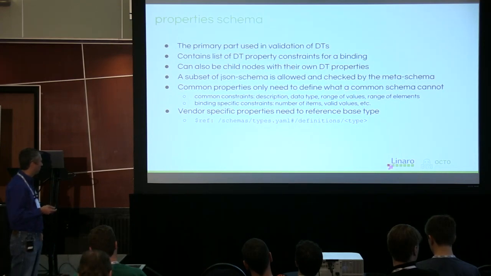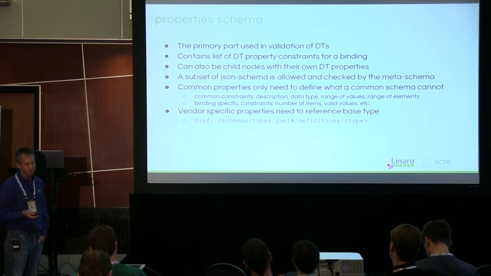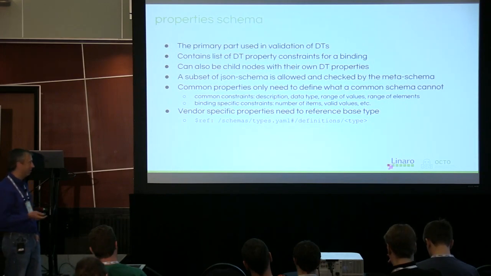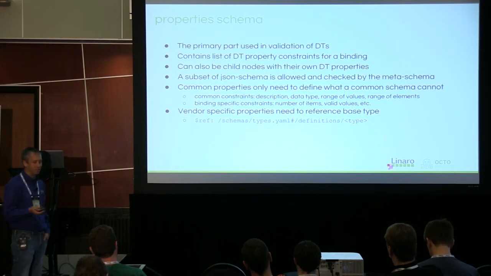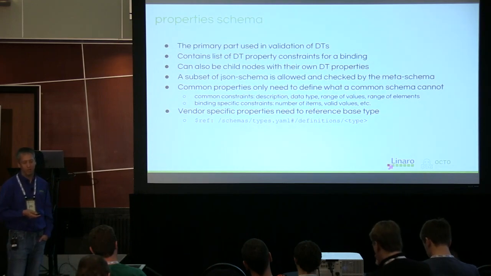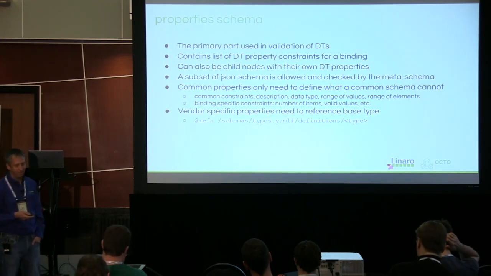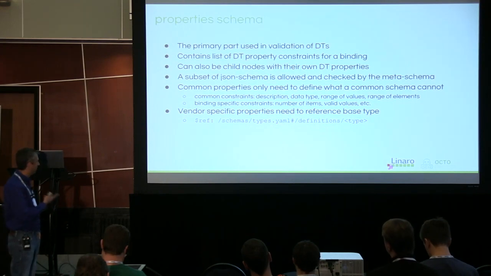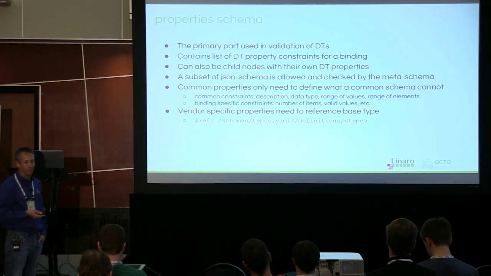So what's required in each property depends on what class of property it is. Is it a common property like reg or interrupts, or is it a binding specific property? Then it looks a little different. And generally it requires a reference back to the core schema, and we have types defined there for that.